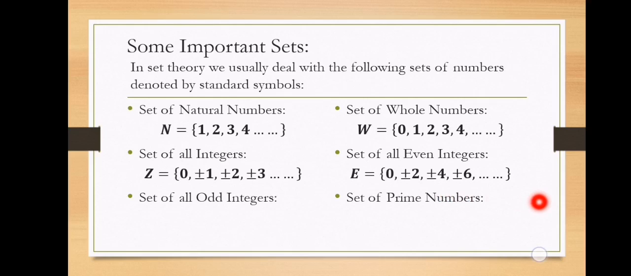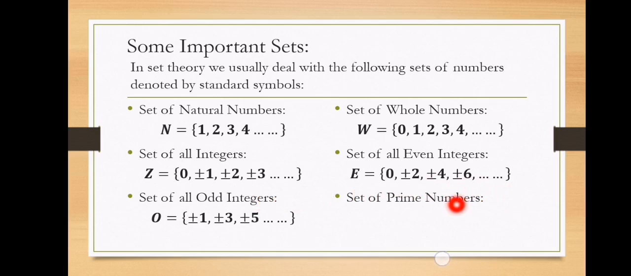Now the set of all odd integers is denoted by the capital letter O, and it is equal to all those integers which are not divisible by 2. The set includes all those integers which are not divisible by 2. So O is equal to the set which includes plus minus 1, plus minus 3 and plus minus 5.